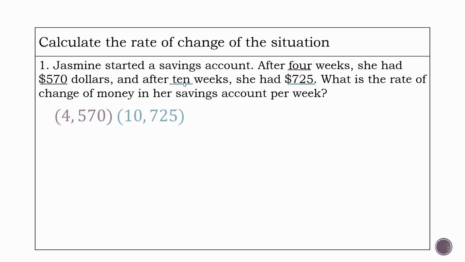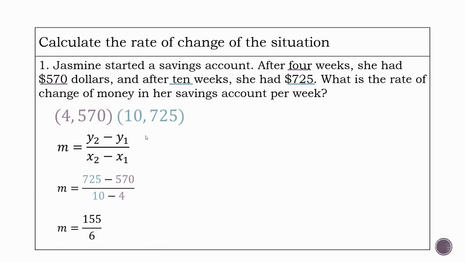Now I have two ordered pairs. Now I can plug them into my formula I've been using, y2 minus y1 over x2 minus x1, okay? 725 minus 570 over 10 minus 4, okay? Once we do the math on that, we get 155 over 6.